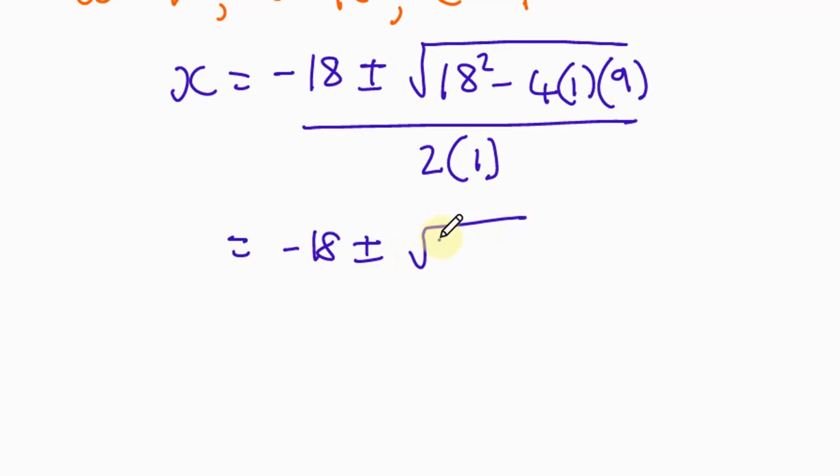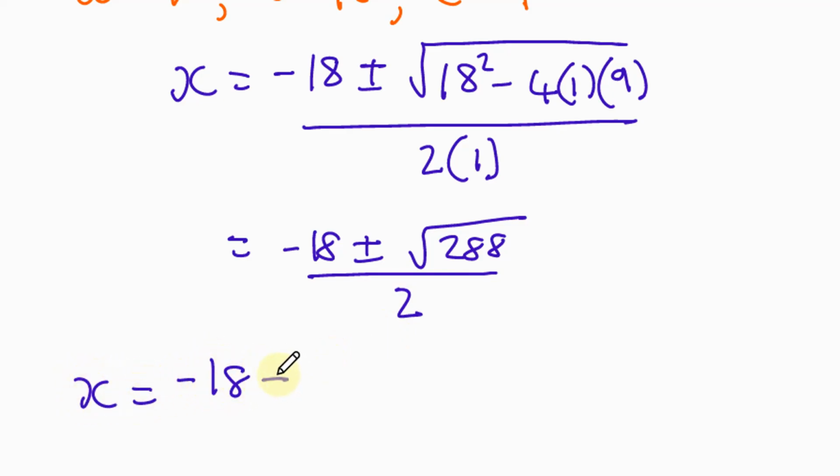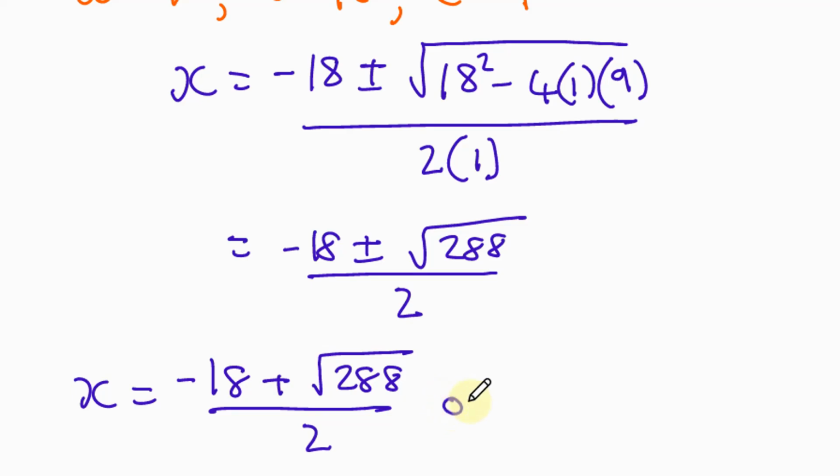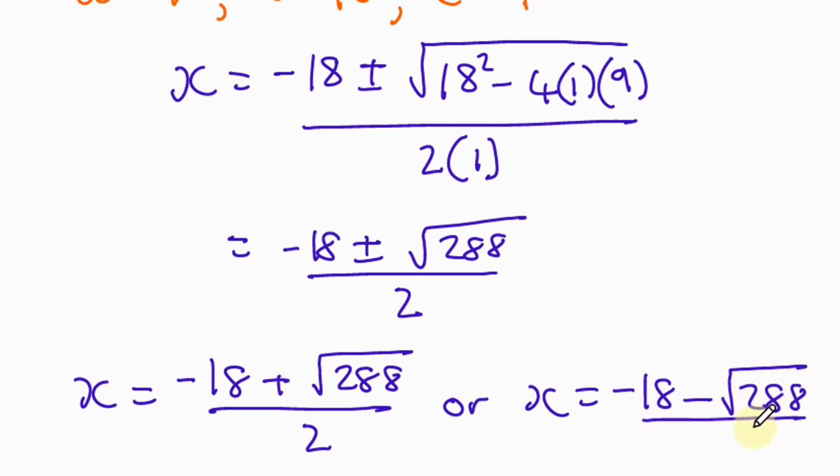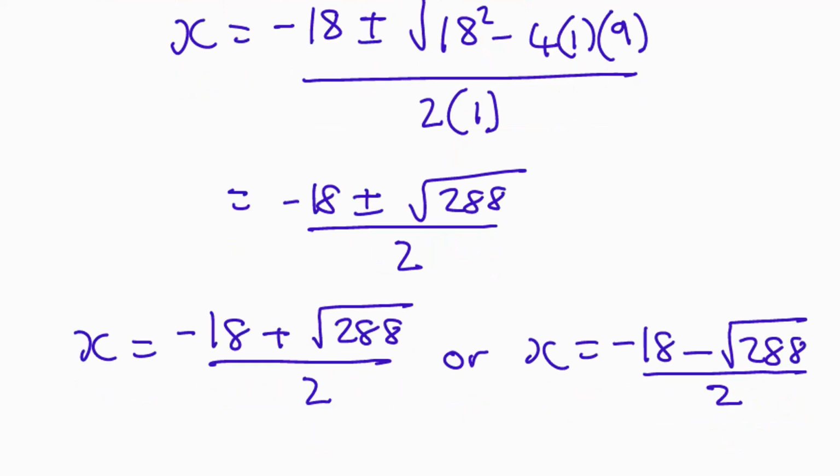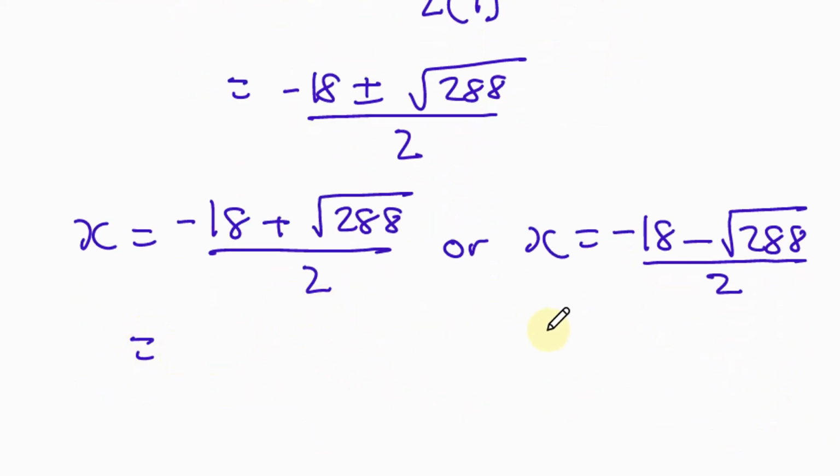And it comes to 288. We can write down our two answers. x is negative 18 plus the square root of 288, all divided by 2, or x equals negative 18 minus the square root of 288, all divided by 2. We use a calculator to find these values.